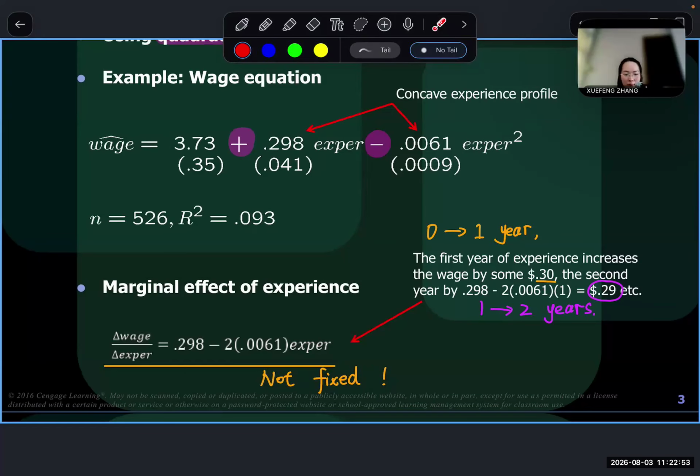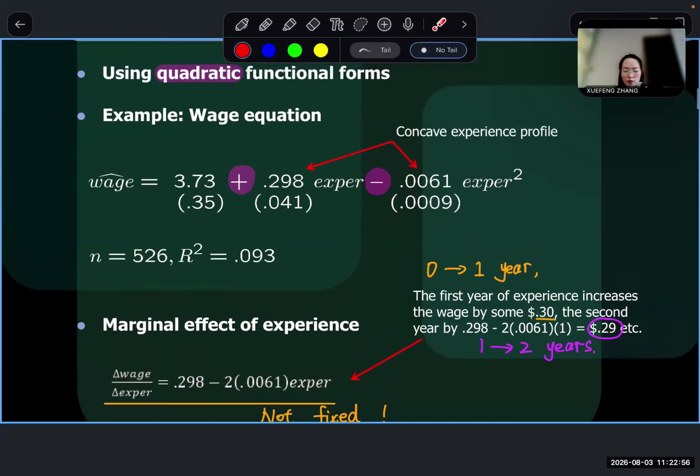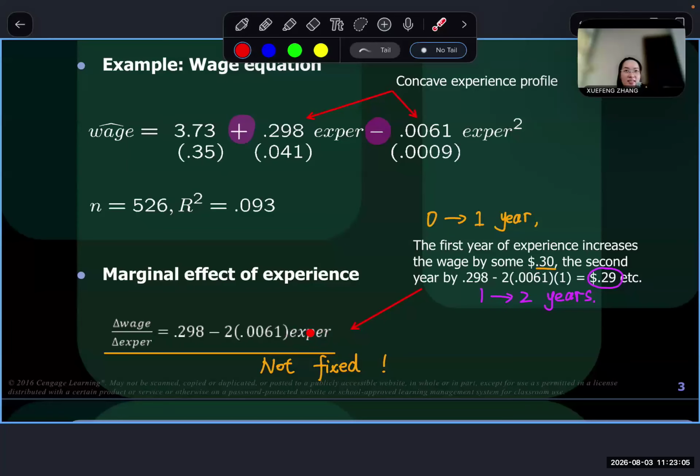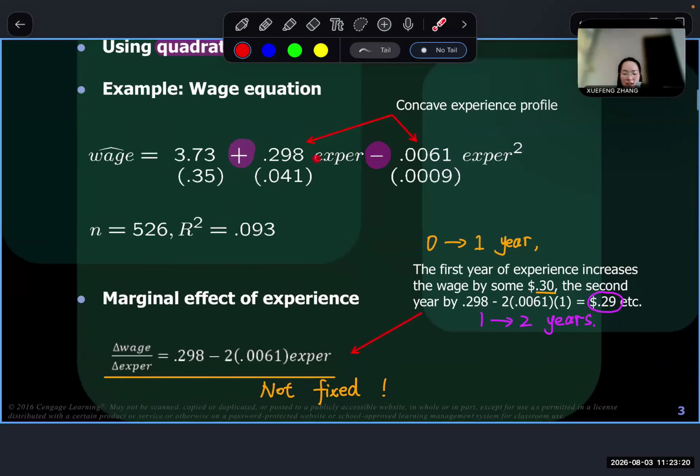The key information here is that when you use quadratic functional form, the effect of x changes as x changes. Okay, let me repeat. The effect of x changes as x changes. You always need the derivative to find the real slope at a specific point. So this coefficient alone is not the answer. All right, let me show you the graph.